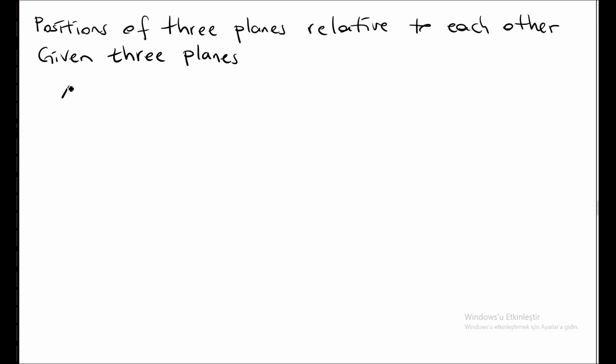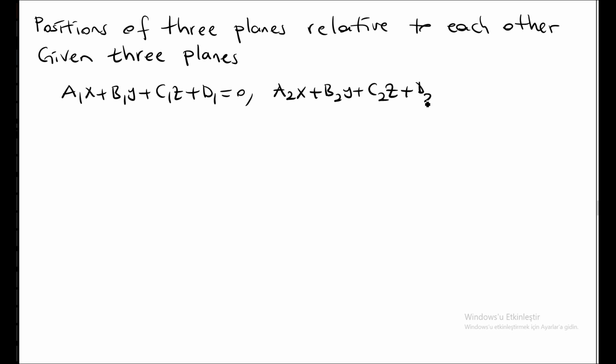so we have this one, a1 times x, b1 times y, c1 times z, d1 equals 0, a2 times x, b2 times y, c2 times z, d2 equals 0, and a3 times x, b3 times y, c3 times z, plus d3 equals 0. So we have three planes.